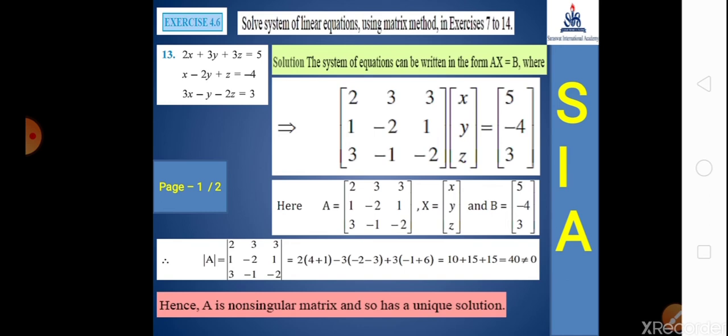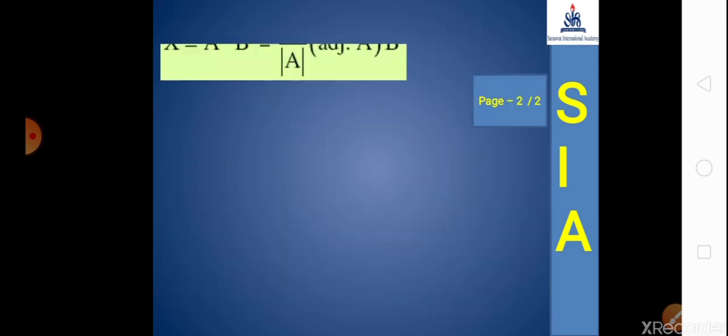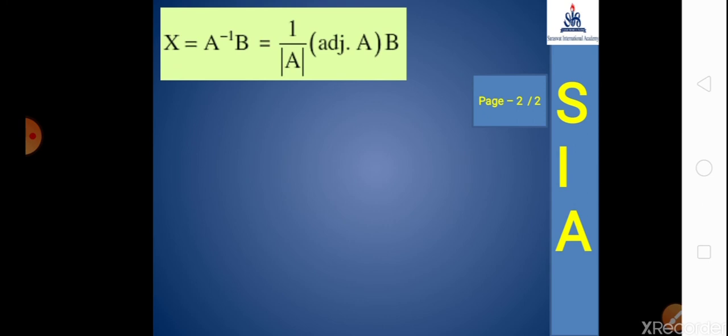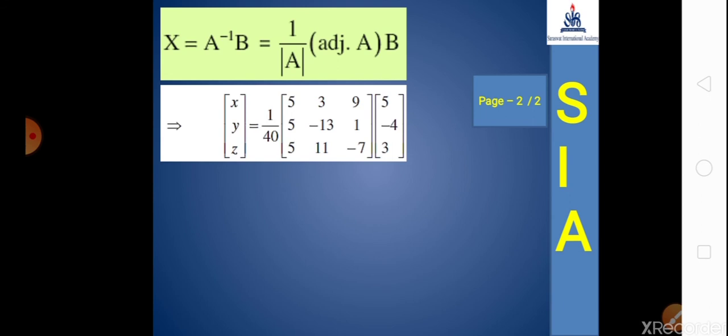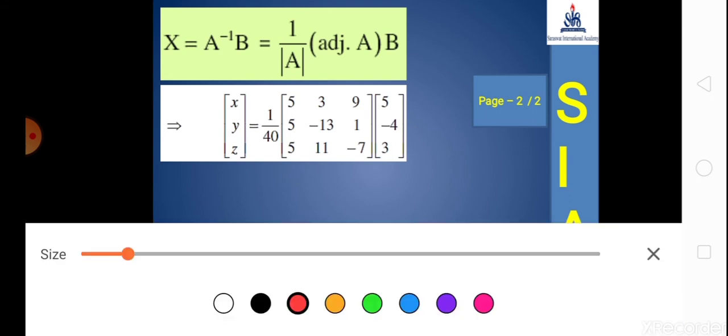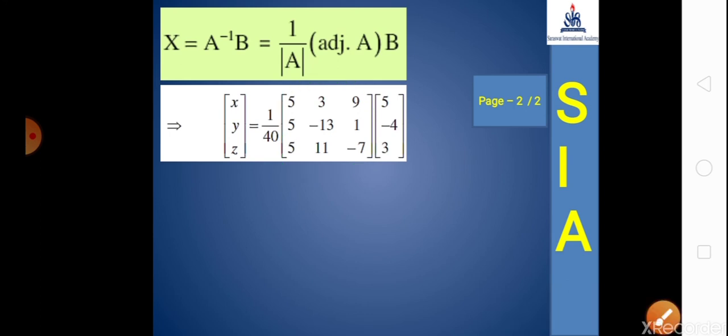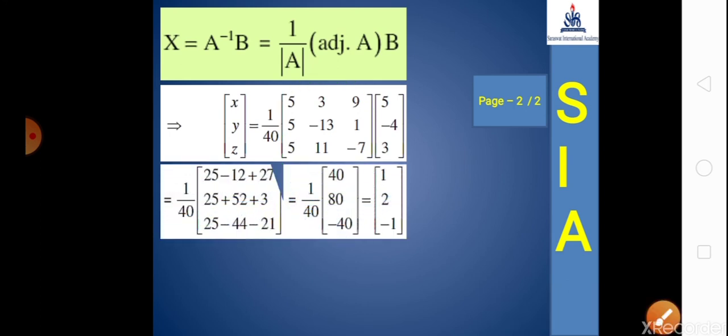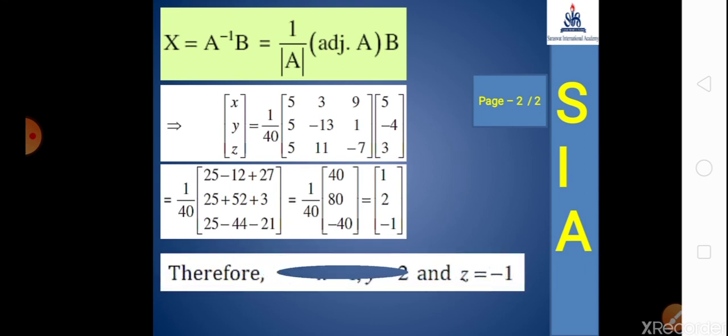Unique solution. After that, I move ahead to the X is equal to A inverse B process. And the A inverse B formula you know: 1 upon determinant A, adjoint A into B. Put the values. Adjoint A, one more time I repeat, all cofactors I directly put down here and make the transpose after that. Just apply the matrix product and dividing by 40 you get 1, 2, minus 1. So the solution is done here. Therefore x is equal to 1, y is equal to 2, and z is equal to minus 1. Yes students, we are done with our question.